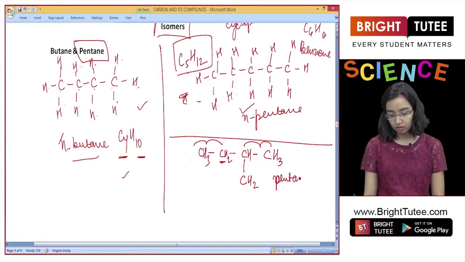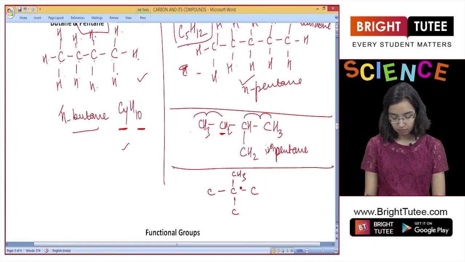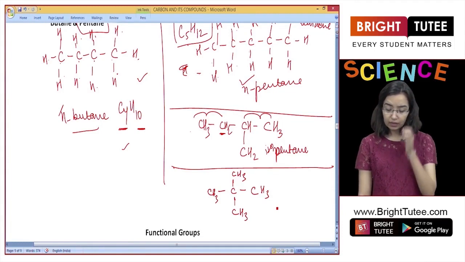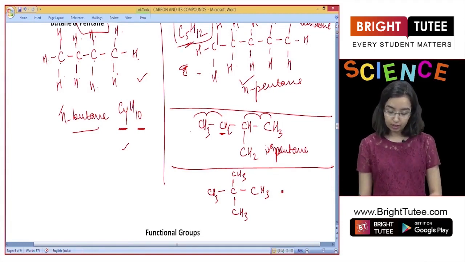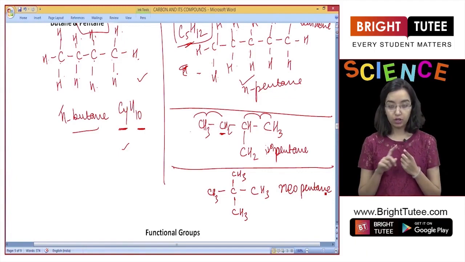So this type of pentane is called isopentane, right? There's a third type that is possible with pentane. That there are two branches on the middle carbon. Right? This also has the same chemical formula of C5H12, and this one is called neopentane. So pentane has three different forms of isomer. One is n-pentane, one is isopentane, and one is neopentane.